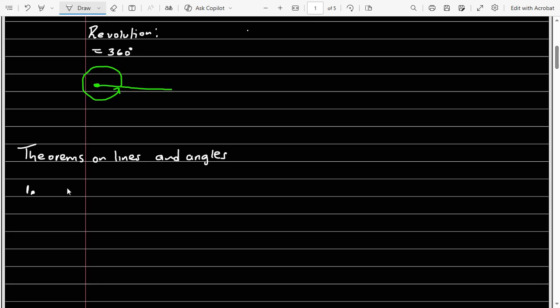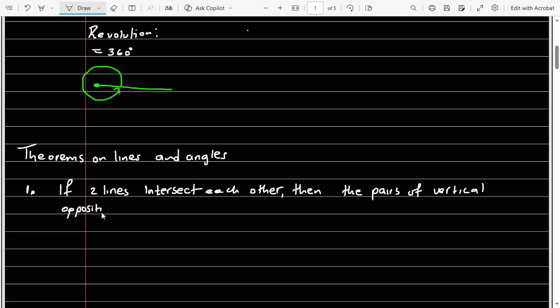If two lines intersect each other, let me write the statement. If we have two lines and those two lines intersect each other, then the pairs of vertical opposite angles will be equal.